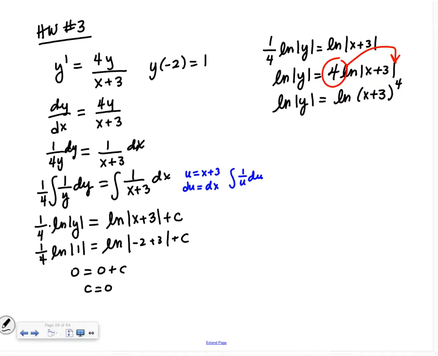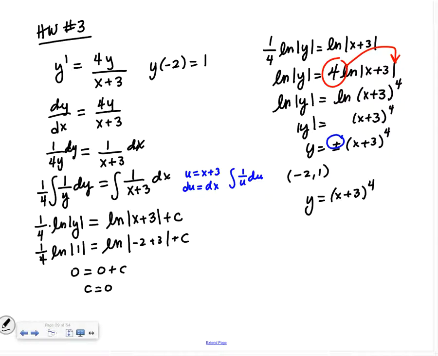So now I can do e raised to both sides, giving me absolute value of y equals x plus 3 to the 4th. So y equals plus or minus x plus 3 to the 4th, and we make that decision. So we say if we have the point -2, 1, we want to be able to plug in a -2 and get positive 1 out. So do we choose plus or minus? Plus. We want y to be positive, right? So our answer is y equals x plus 3 to the 4th. That's a longer one.